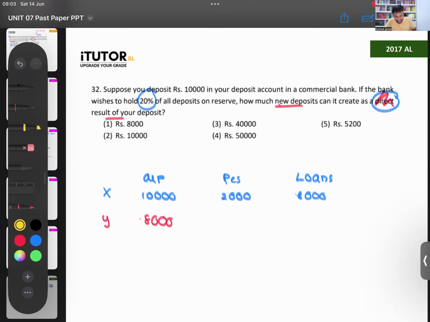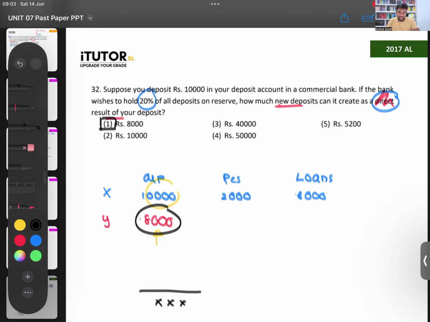As a direct result of your deposit of 10,000, they kept 2,000 and gave the balance 8,000. That 8,000 went as another deposit. So how much of new deposits as a direct result? That would be that 8,000. If they ask you how much is the total deposits that could be created, then you use the deposit multiplier and calculate your total deposit. So here, your answer would be number 1.